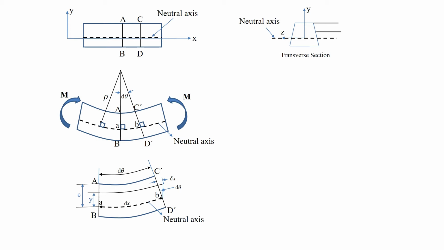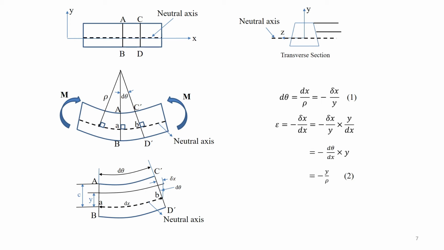The change in length of a fiber located at a distance of y from the neutral axis is shown as delta x. For a small deformation, the corresponding angle change d theta is d theta equals dx by rho equals negative delta x by y. Also, from the definition of strain, it can be written that epsilon equals negative delta x by dx equals y by rho. Substituting equation 2 into equation 1, we get epsilon equals negative y by rho.